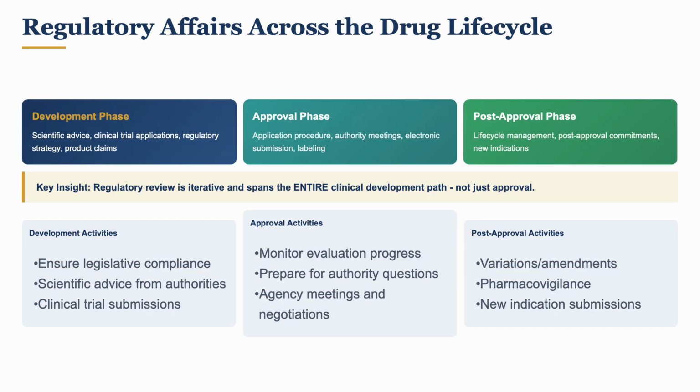During the approval phase, regulatory teams manage the application procedure, prepare for authority meetings and hearings, handle electronic submissions, and work on labeling. They check progress of evaluation, prepare for and respond to questions, and negotiate approval terms. During the post-approval phase, work continues with lifecycle management, submission of variations and amendments, post-approval commitments, renewals, and pharmacovigilance. If the company wants to add new indications or new formulations, regulatory input is needed for those development plans too.